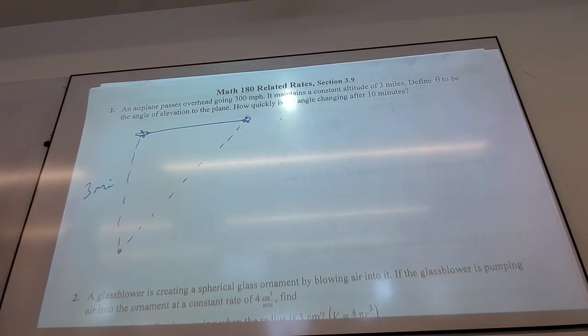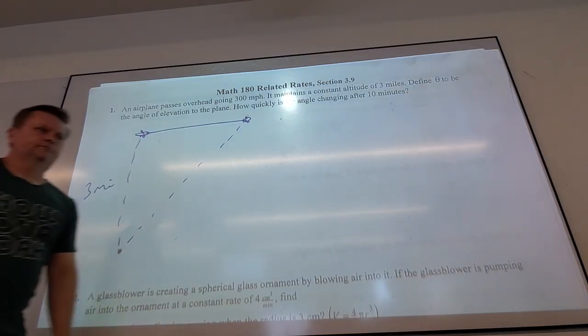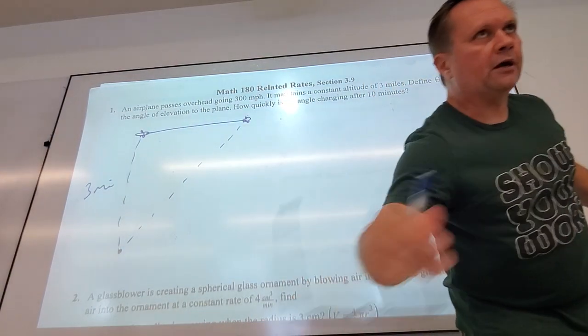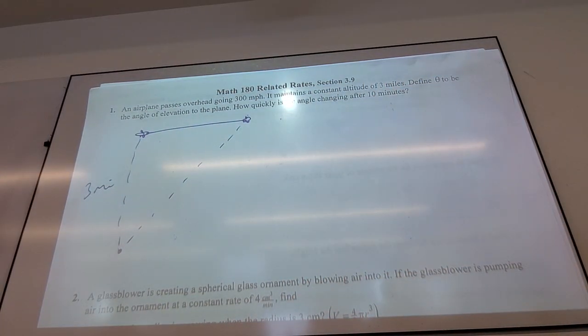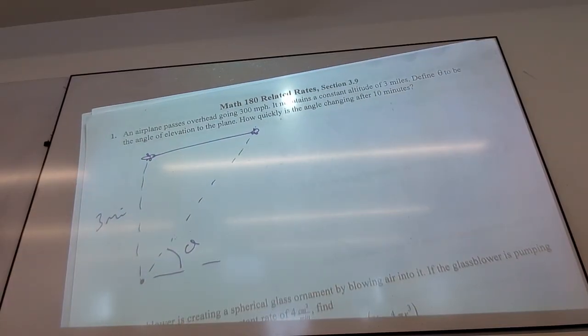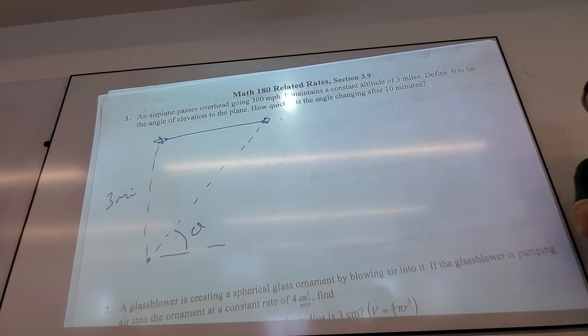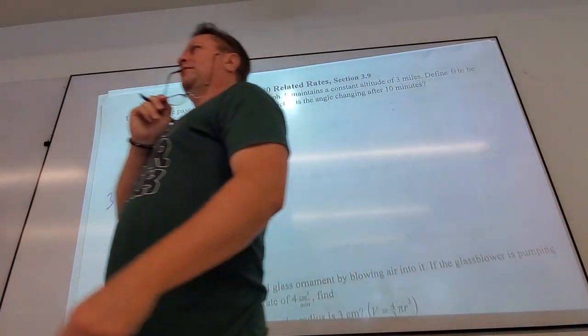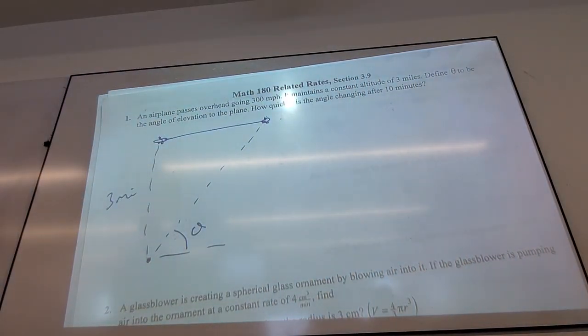Is it in the triangle? No. So if I look straight out on the ground, I'm going to look this way. So of course my angle of elevation is there. So where is it in the triangle? Does anyone know? A little bit of geometry. If the plane is maintaining a constant altitude, that means its path and the ground are parallel. I got a transversal. Where is theta in the triangle?